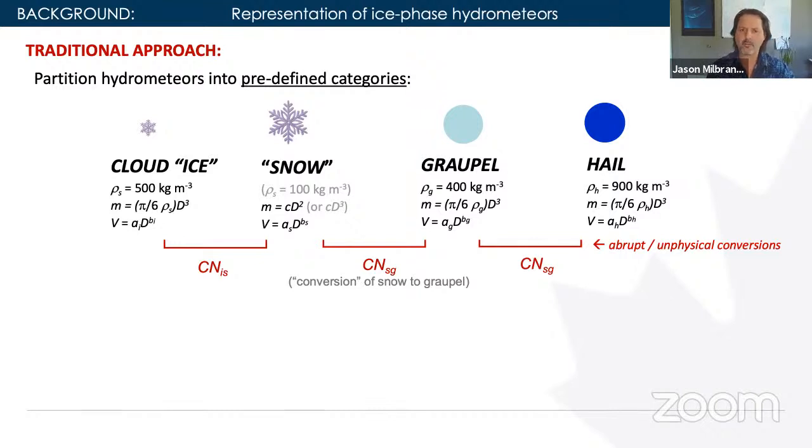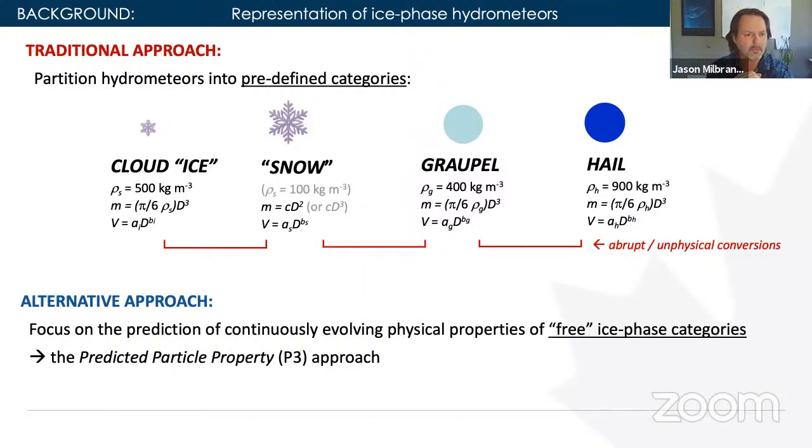So rather than continuing to do incremental improvements, we decided we needed to explore the idea of completely abandoning the notion of predefined categories. And so we developed this approach in which we use what we call free categories, in which you have one or more ice categories with predictive information on the physical properties, which can grow continuously. So P3 stands for predicted particle properties.